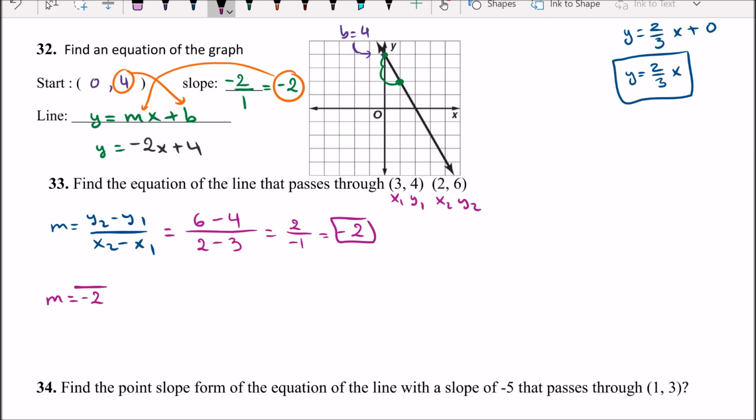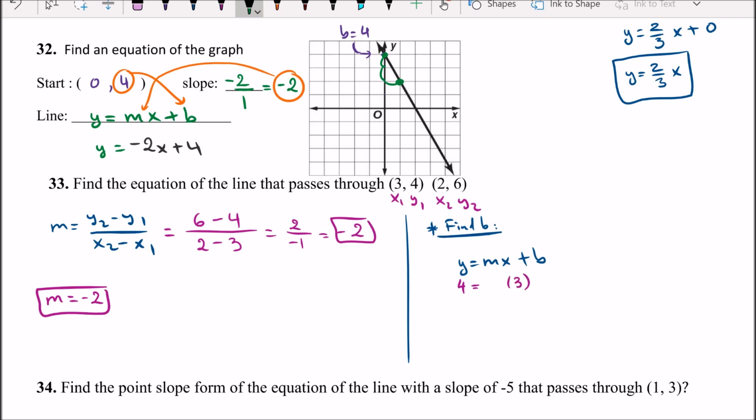M is negative 2. Alright, to write an equation, besides m you also need to know b. So we're going to find b. I know you like the equation y equals mx plus b, and we're going to use this to solve for b. For x and y, I can use x1 and y1. So y is 4 and x is 3. The slope, which we just found earlier, is negative 2, plus b. Now we're going to solve for b.